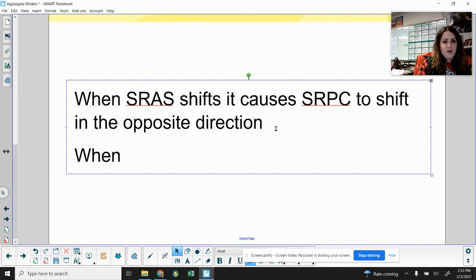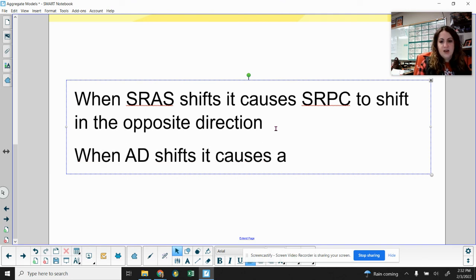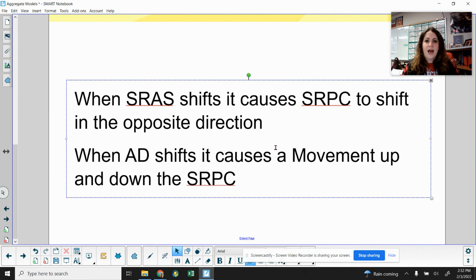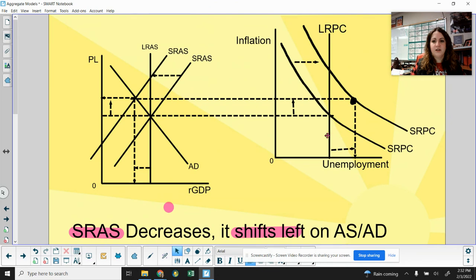And when aggregate demand shifts, it causes a movement up and down the short run Phillips curve. So aggregate demand shifts cause movements on the Phillips curve, while aggregate supply shifts cause shifts, but in the opposite direction on the Phillips curve. And long run Phillips curve, better not touch it. Doesn't change. So this line right here, you better leave that alone.